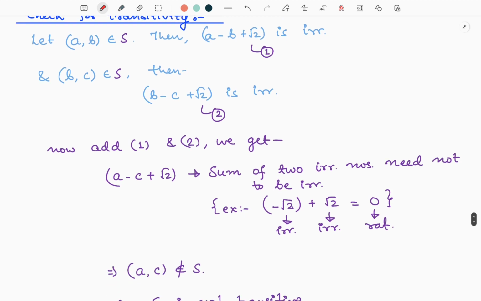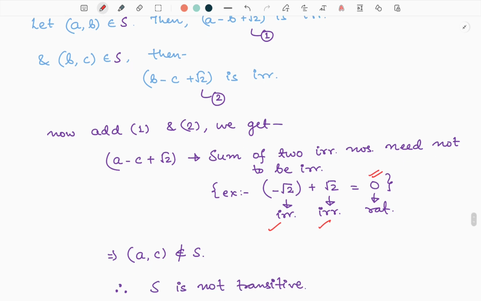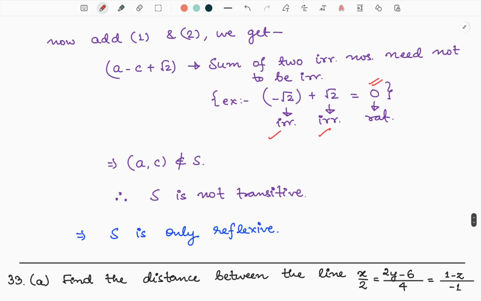Now it is not necessary that when two irrational numbers are added they will give an irrational number. For example, minus root 2 is an irrational number, and 2 plus root 2 is also an irrational number, but their addition is giving us 2, which is a rational number. That means it is not necessary that if A comma B belongs to S and B comma C belongs to S, then A comma C will also belong to S. So in other words, we can say S is not transitive. So in this case S is only reflexive.